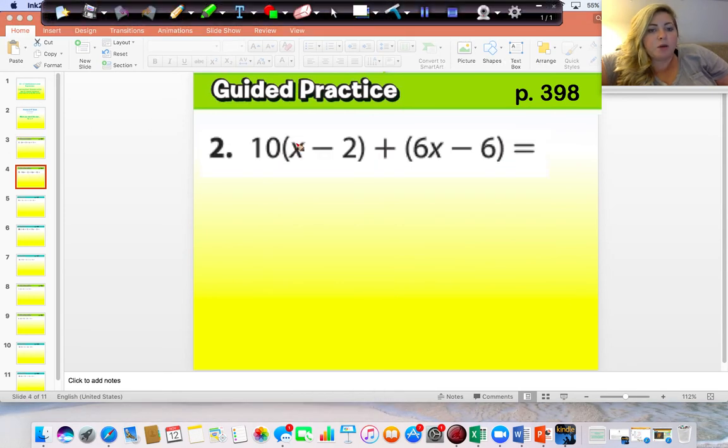Okay, for this one, we're going to need to do the distributive property first. 10 times x gives me 10x. 10 times 2 gives me 20. We're going to bring down that subtraction sign.